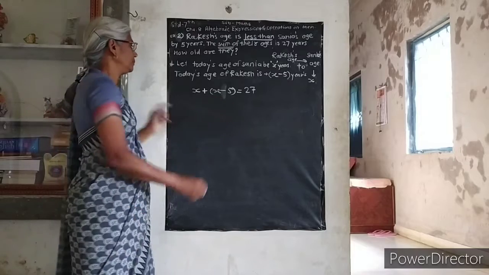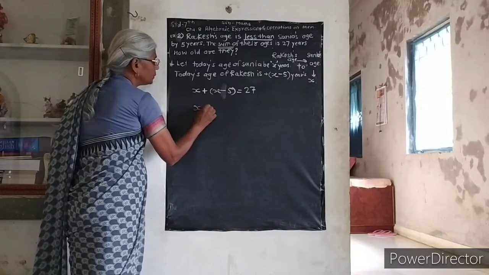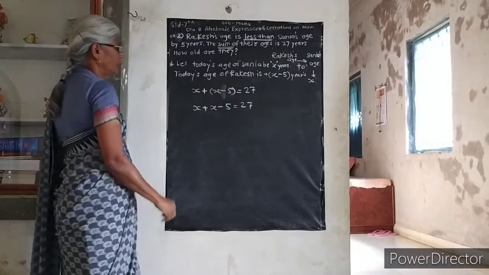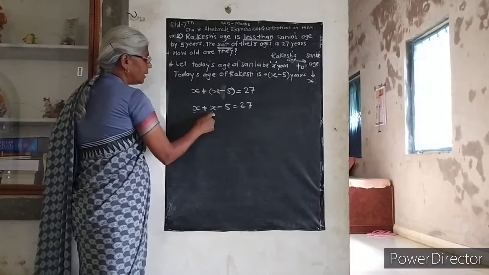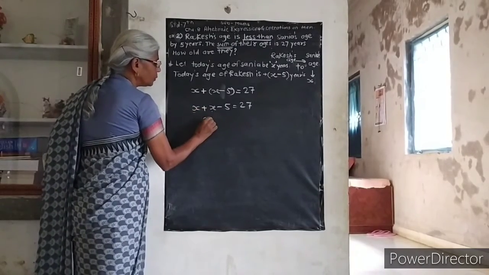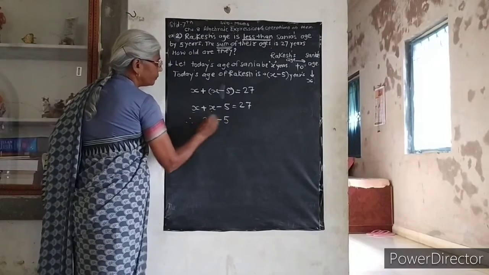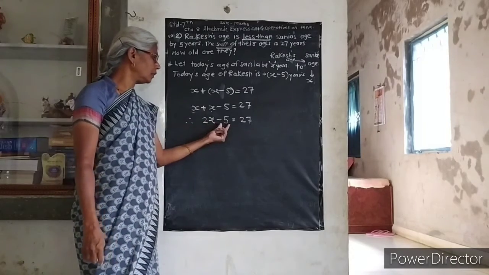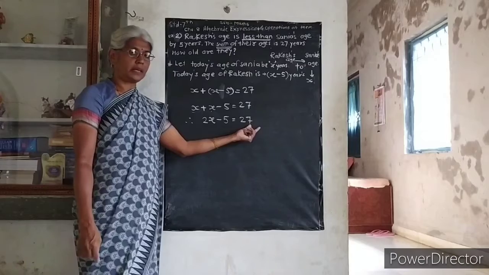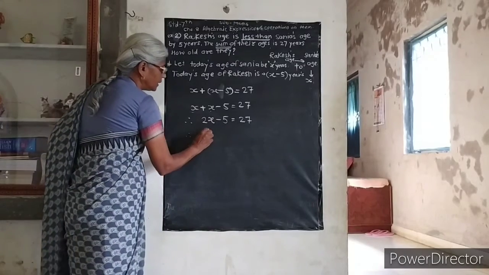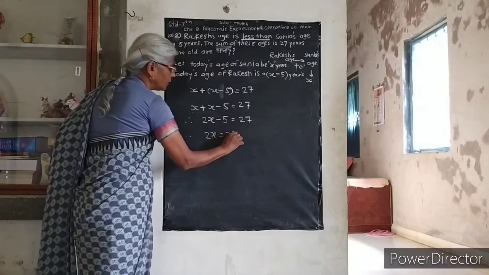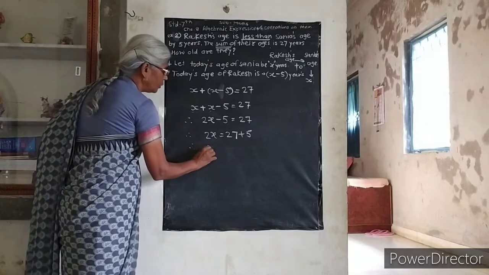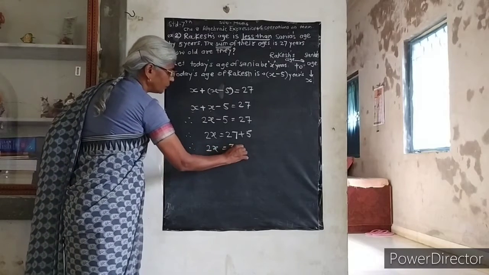Then we solve this. We remove the bracket. x plus x minus 5 is equal to 27. x plus x are similar terms, means x plus x is equal to 2x minus 5 is equal to 27. Then we transfer the term 5 from LHS to RHS. The sign gets changed. 2x is equal to 27 plus 5. Therefore, 2x is equal to 32.